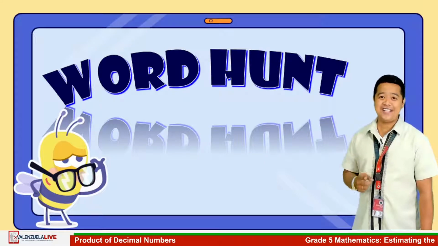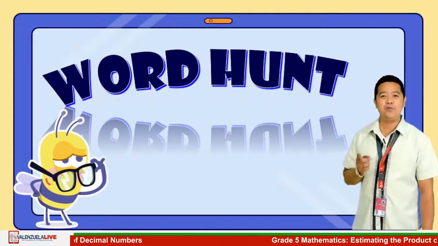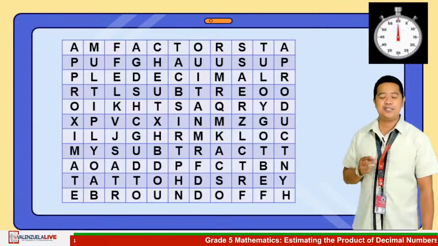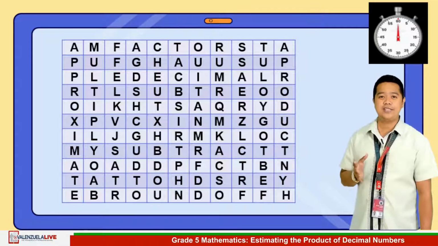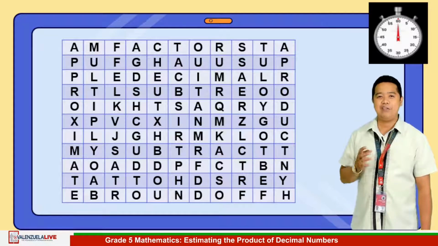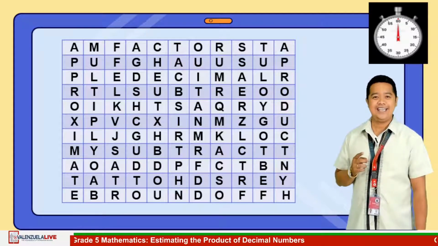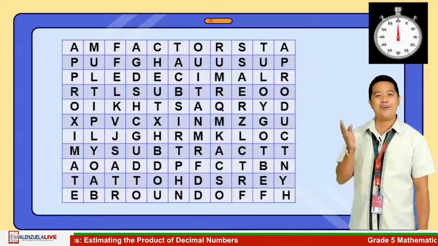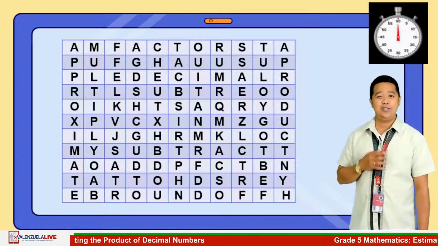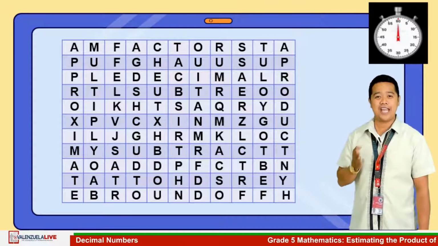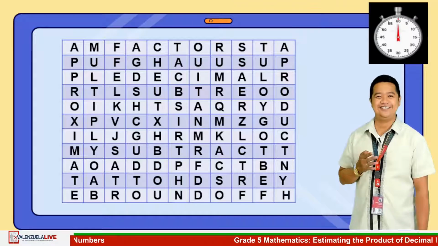And for your first activity, this is what we call word hunt. Your task is to find the mathematical words that you can find in our puzzle. I will give you 60 seconds. It can be horizontal, vertical, or diagonal. You can use the comment section to type your answer. And your time starts now.